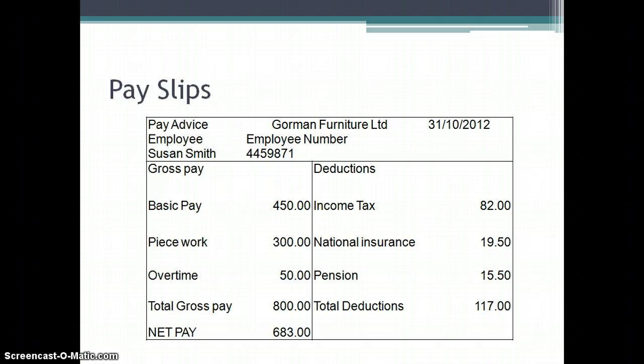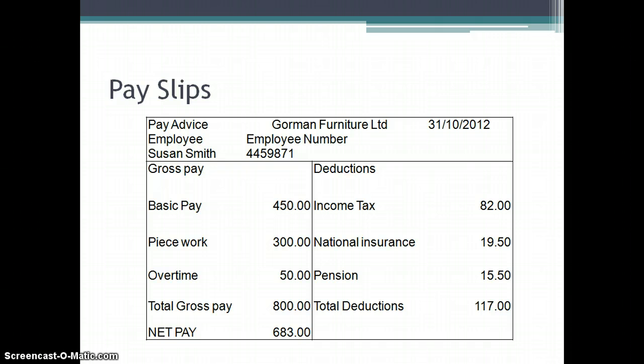Now, the gross pay indicates how much they were paid before anything was deducted. So this person was paid £450 as a basic pay, so that's probably worked out on a time rate. They're then paid an extra £300 for piecework, so they're obviously also being paid for the number of items they produce. And there was a £50 overtime payment in there, so the £450 plus £300 plus £50 comes to £800.